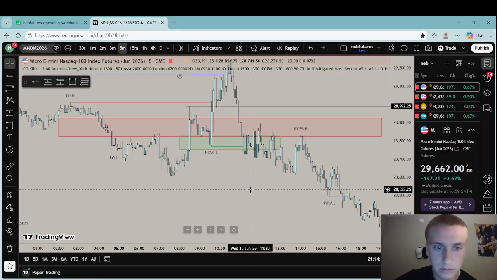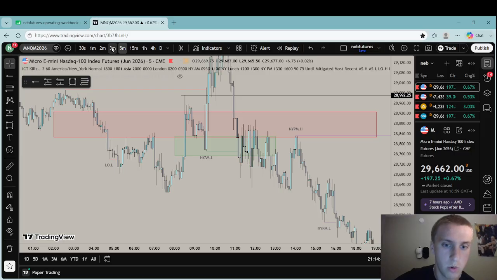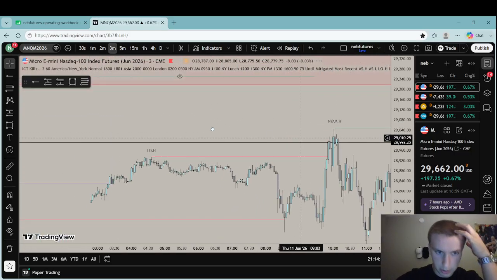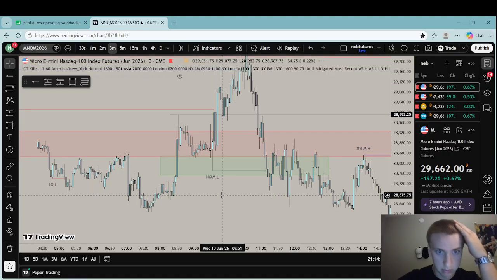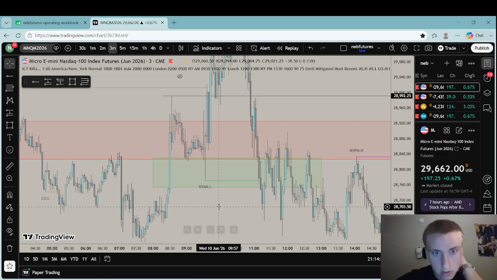So we get the 15-minute, we get the 5-minute retracement. Now we're looking for longs. Tapping on the 3-minute. Where's our inversion?